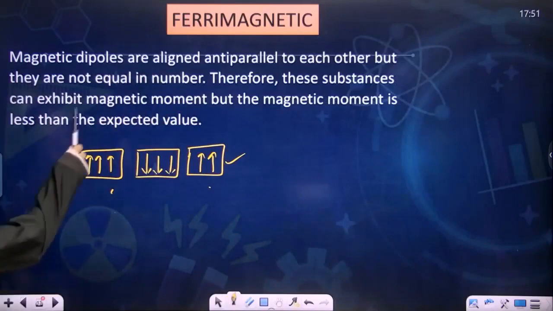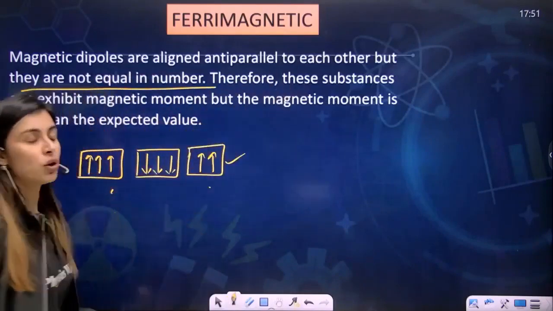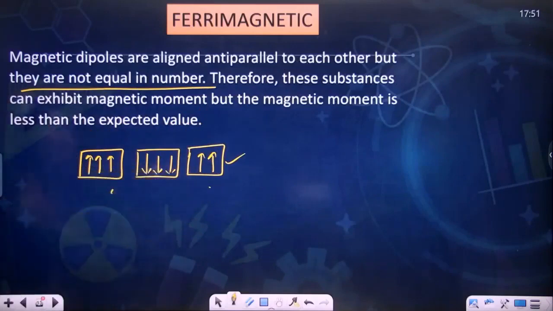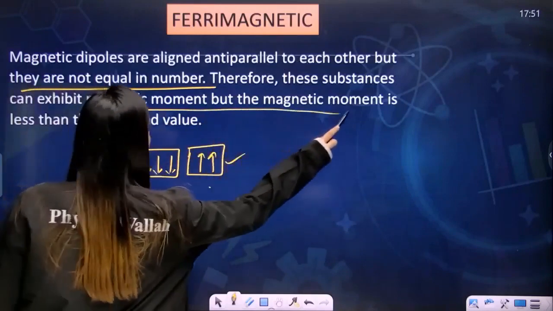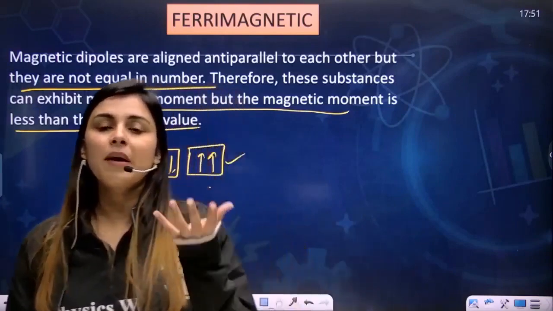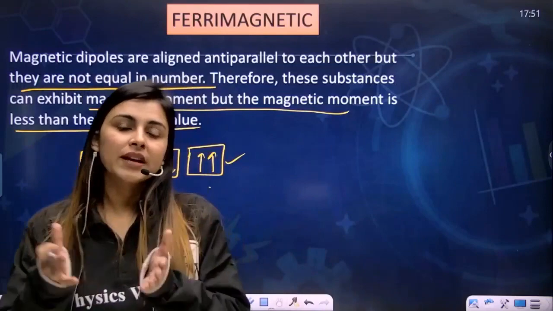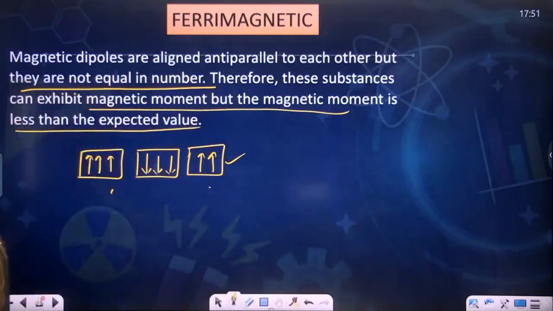Magnetic dipoles are aligned anti-parallel to each other, but they are not equal in number. See, these are 5 and these are 3. So they don't cancel out completely. Therefore, these substances can exhibit magnetic moment, but the magnetic moment is less than the expected value because most of them have cancelled out each other. So this is the difference between ferro, ferri and anti-ferro. Okay, perfect. Please write it down.